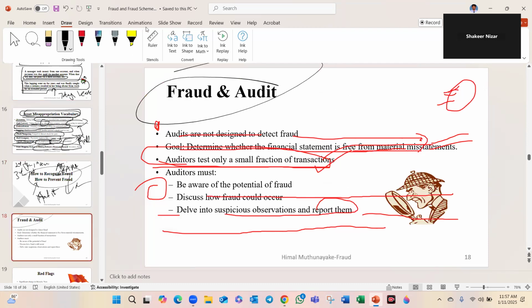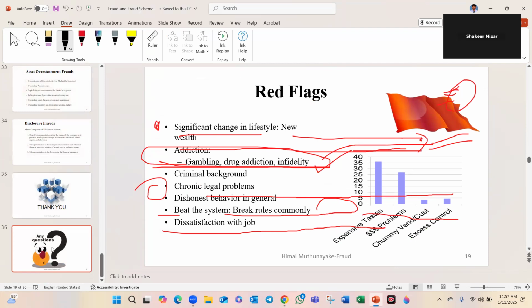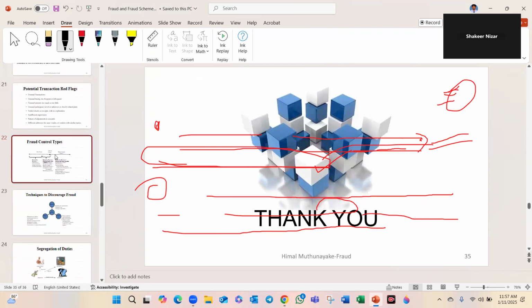Fraud and audit. Read. Red flags are important. Later on you can read. I will give you another 2 to 3 minutes. You need to read it leisurely.